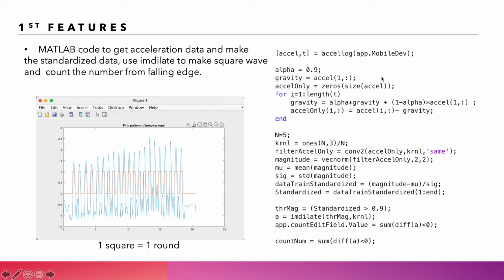The figure on the right side is the MATLAB code that gets the acceleration data and standardizes it. The standardization is here. And then I use a threshold to make the square wave. I detect the falling edge of the square wave and count it as one round. You can see the result in the red figure. One square wave equals one round. So right now I can detect the number of rounds of the jumping rope.